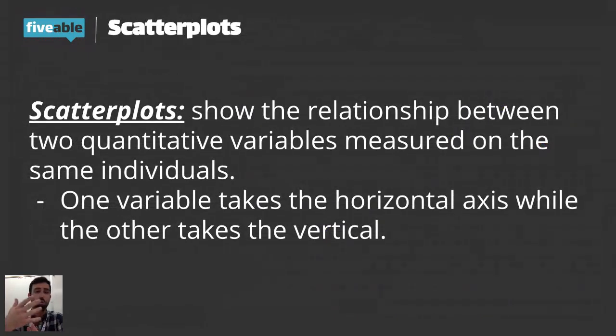One variable takes on the horizontal axis while the other takes the vertical. Again, the horizontal is always your explanatory variable, right? The x-axis is explanatory, and then your y-axis is always your response variable.